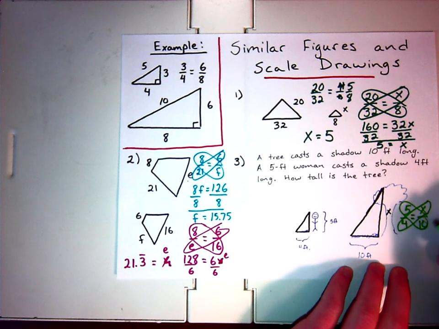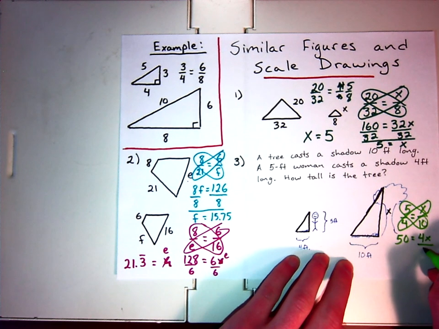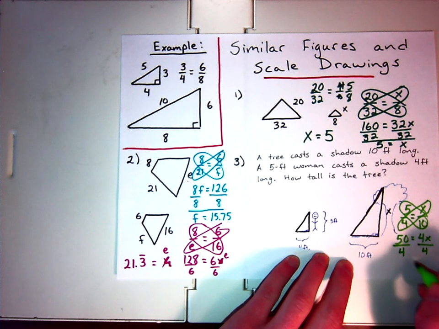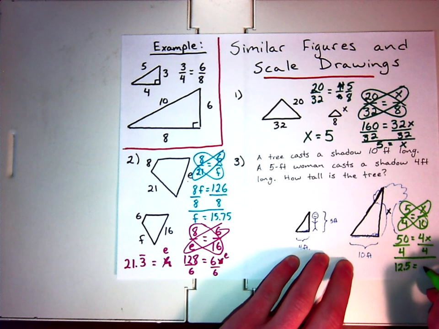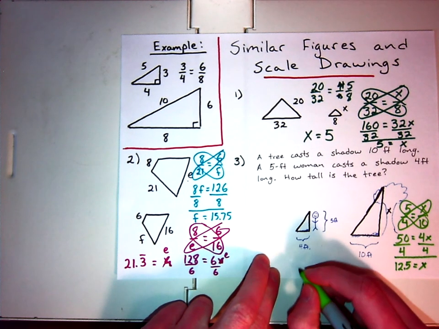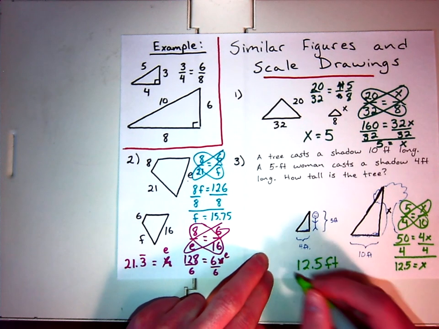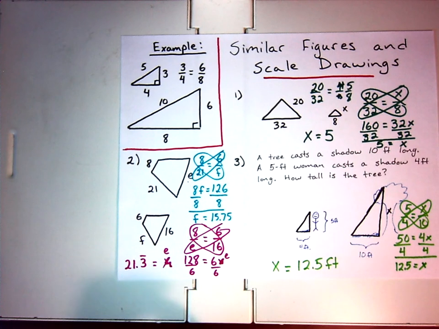Cross multiply, and I get 50 equals 4x. Divide both sides by 4, and I'm going to get 12.5 equals x. So the height of the tree is 12.5 feet. Make sure you're putting the measurement in, since it is a problem where you are finding a height. So x equals 12.5 feet. So those are some examples that you will see when working with similar figures and scale drawings.